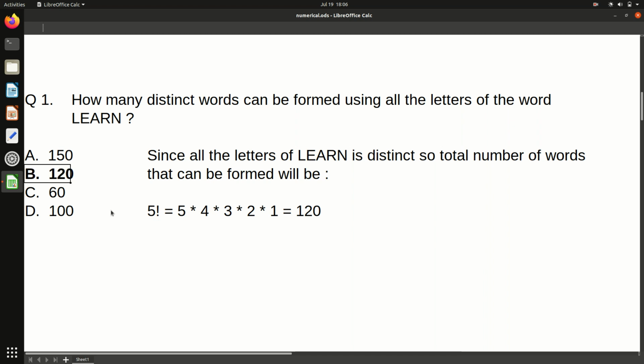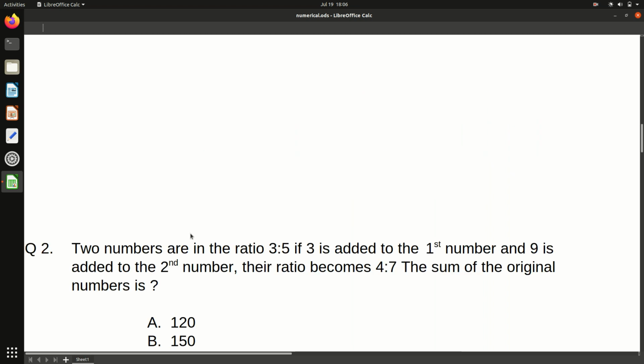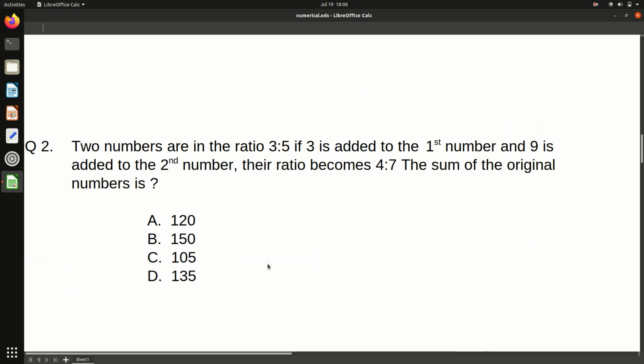Okay, now we will move to the second question. Okay, so you can pause and try. So this question is from ratio and proportion, and this is also a simple question. You have to just stick with me. And I hope many of you might have solved this question.